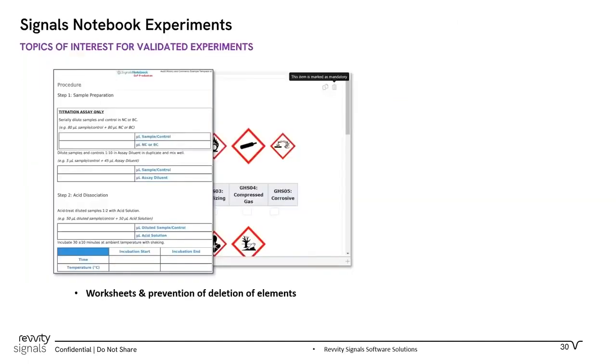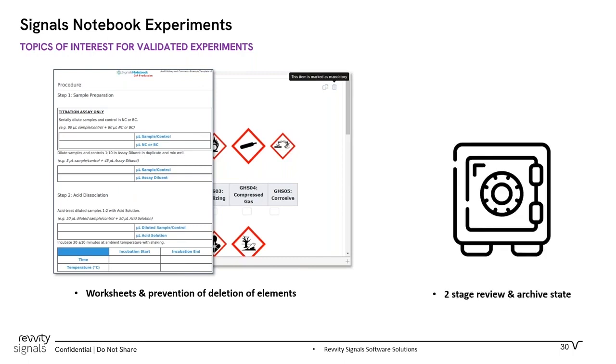So the first thing that we will go over is worksheets and also the prevention of deletion of elements. Depending on how the admin has defined it, this will either stop you from doing certain things such as deleting certain elements, and in the case of worksheets, only allow you to input information in certain elements. And then we have a two-stage review process and archive stage. So I will highlight that once you're done with an experiment, you can easily send it to this workflow, and then we can easily comply with GxP requirements.